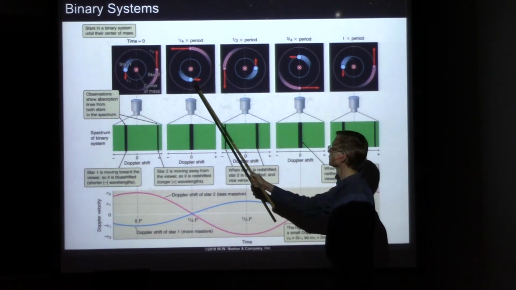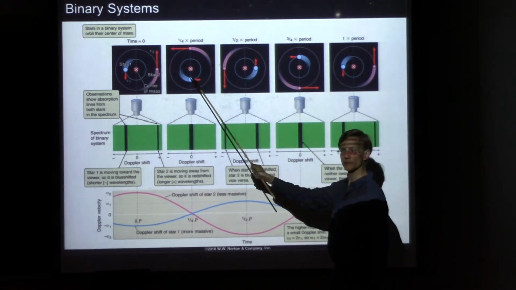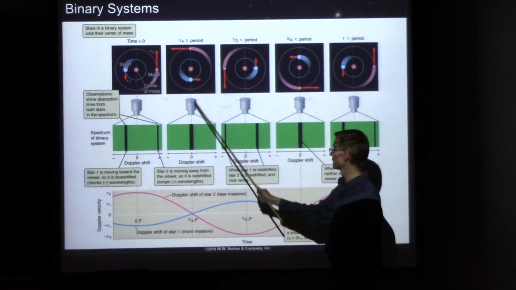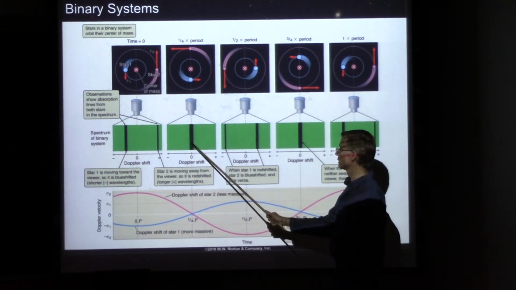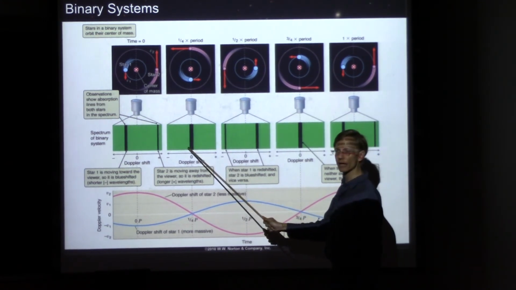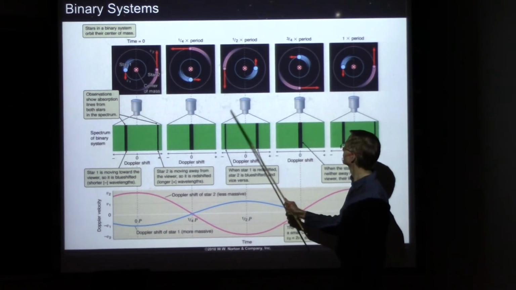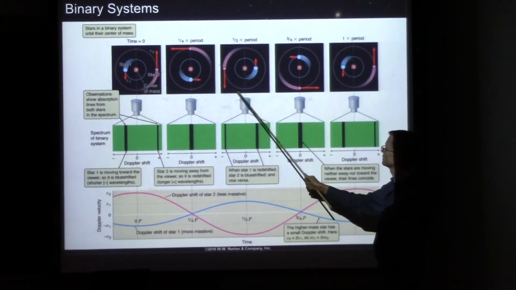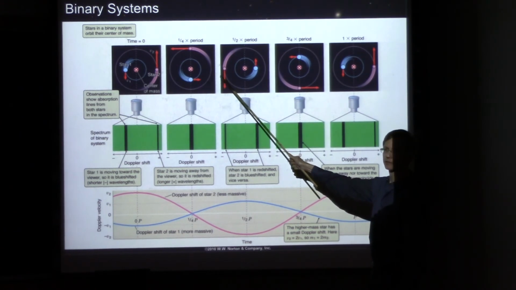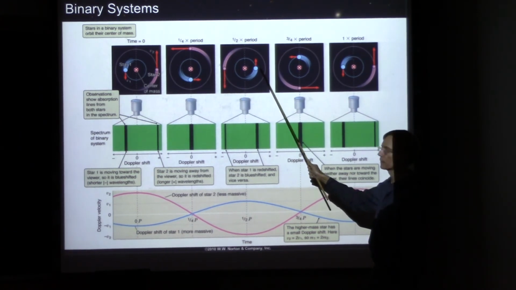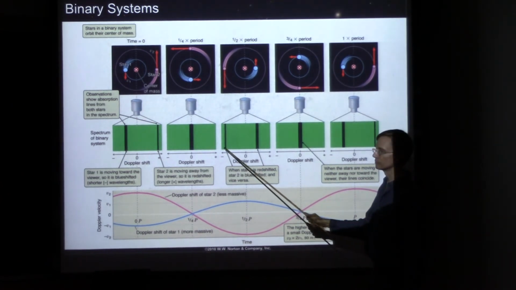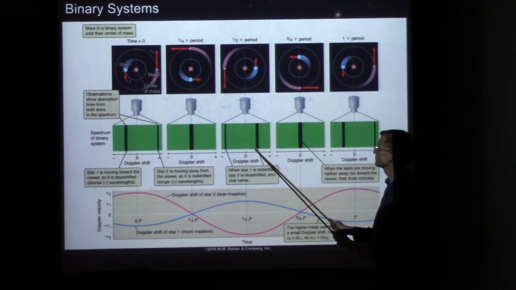And then a quarter of an orbit later, they're both moving transverse to our line of sight. So how much Doppler shift do we see? Nothing. So the spectral lines now coincide at 0 Doppler shift. Now, half a period after the first snapshot, it's star 2 that's moving directly towards us, star 1 moving directly away from us. So star 2 now has maximum blue shift of its spectral lines, star 1 maximum red shift.